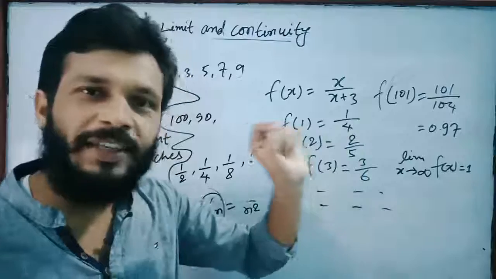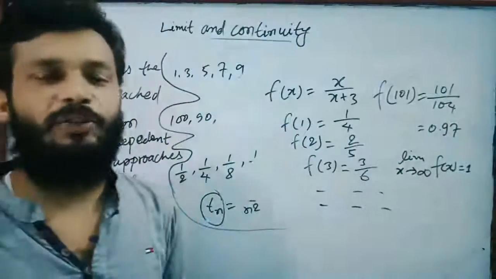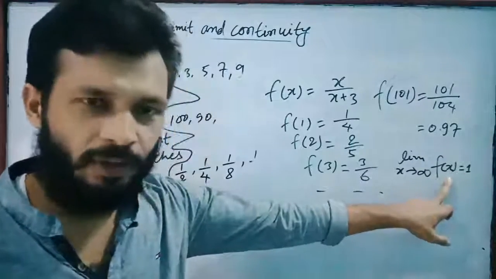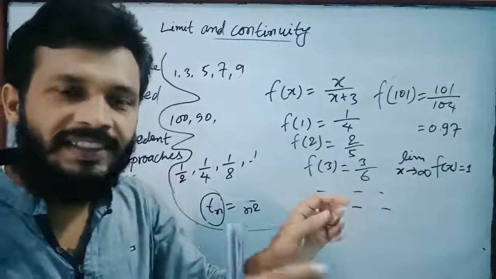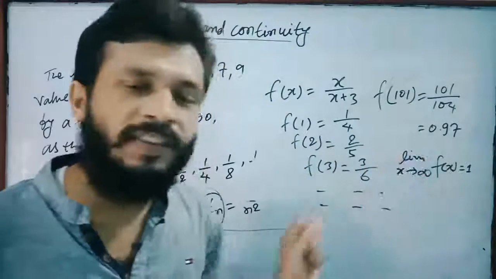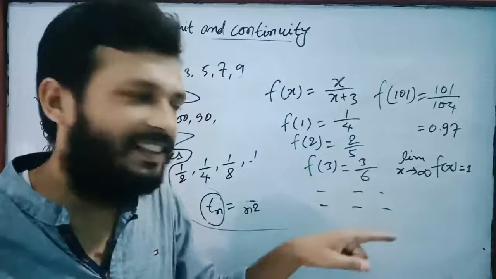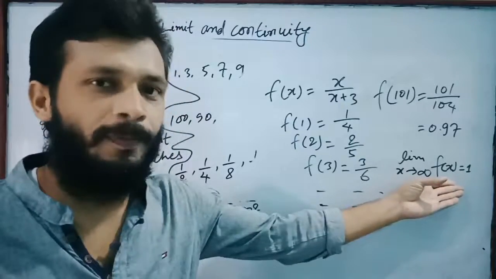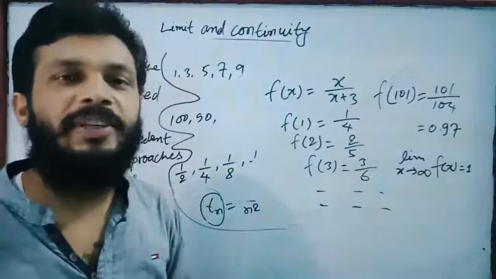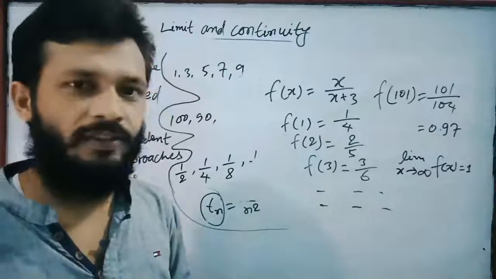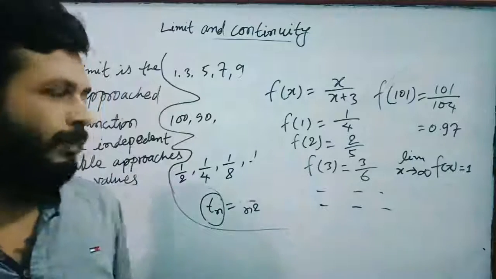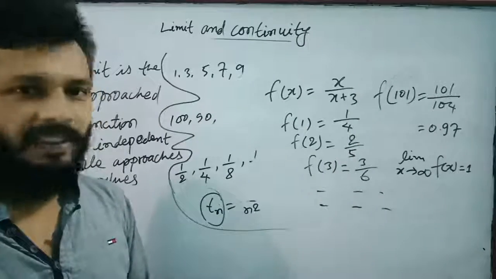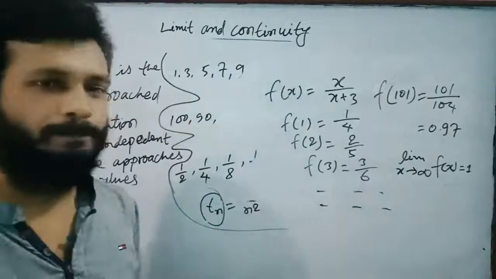So 1 is the limiting value. 1 is called the limiting value, which is the approach value. 1 is the value that x approaches, but it is not exactly the value of f(x). It is the approach value. So 1 is called the limiting value or limit value. Understood? Okay. I think you are clear, and you can define the limit.